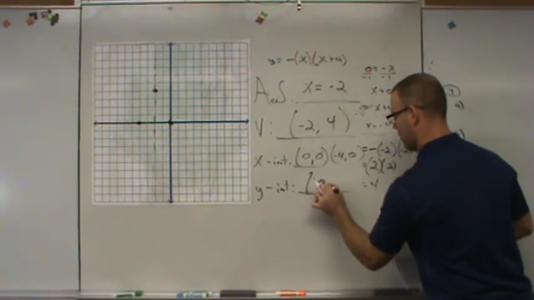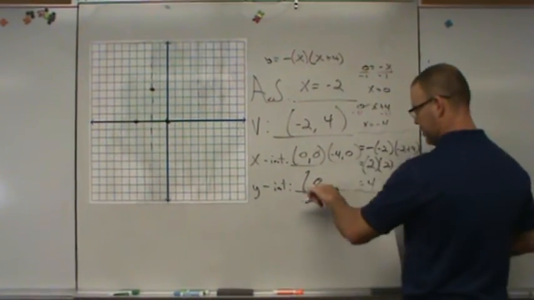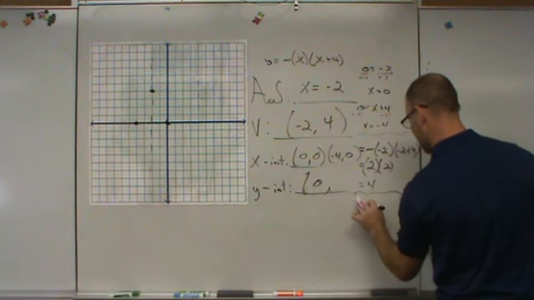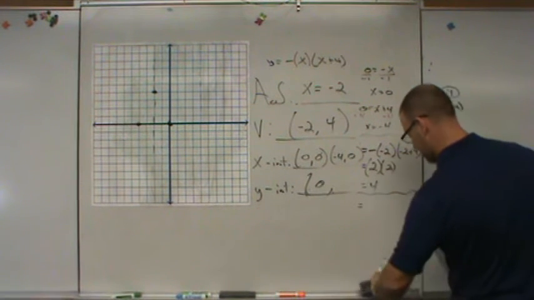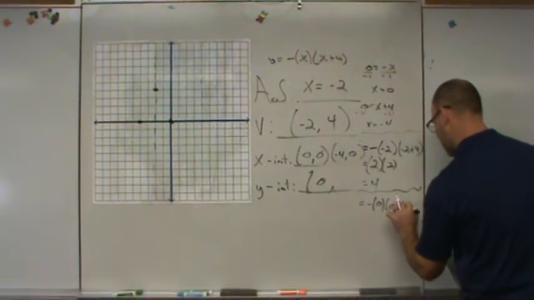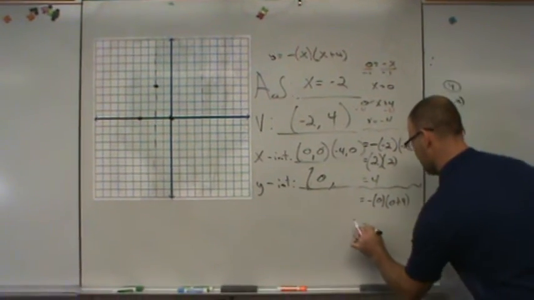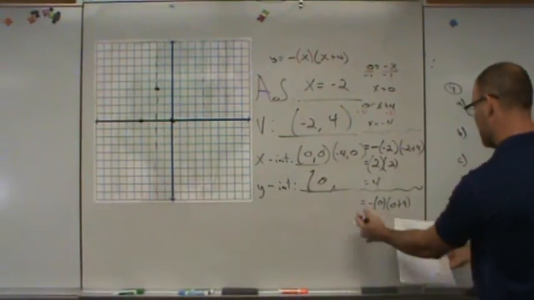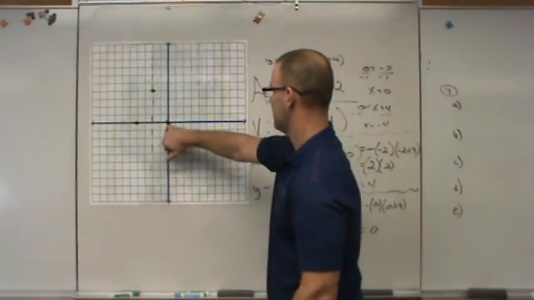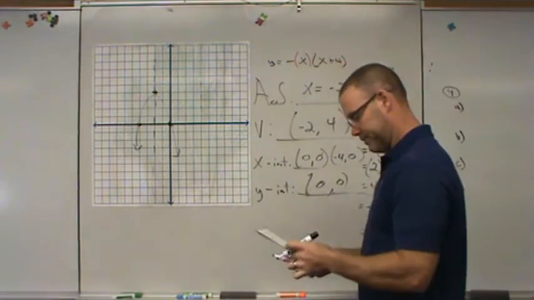And then the last thing I'm going to look for again is my y-intercept. Well, again, 0 is the x value, so just plug 0 in. I get minus 0 times 0 plus 4. 0 times anything is 0. So if you look at that, you don't even have to simplify anything, and you can tell that your y-intercept is 0, 0. So here's my parabola on that one.